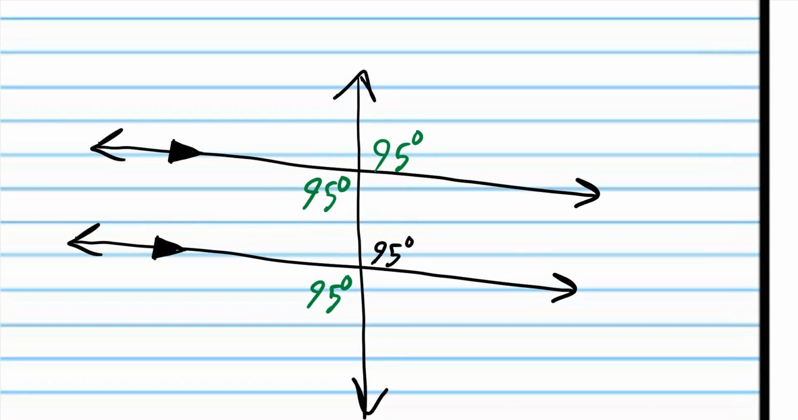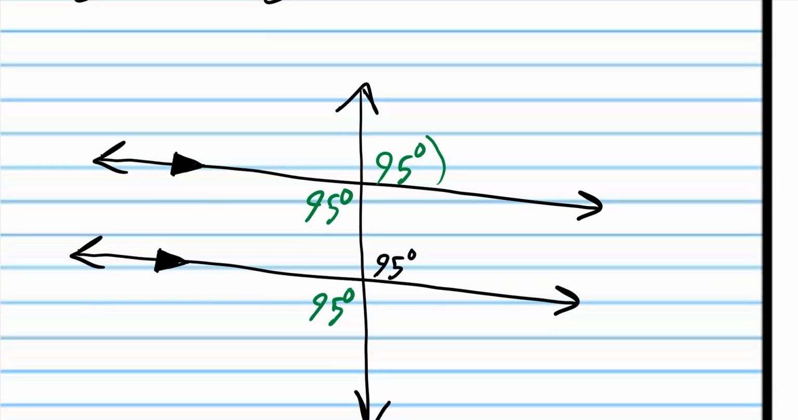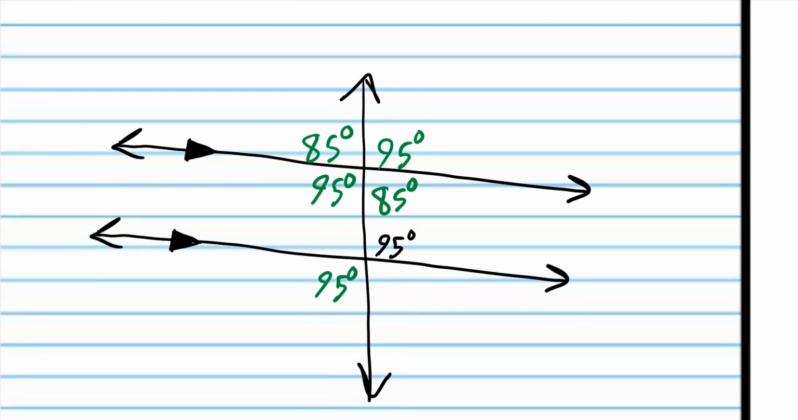Now, choosing any two angle pairs here, let's choose these two. We know that they're a linear pair, so this angle must be 85, because they must add up to 180. Or you can do 180 minus 95 is 85. So you can get your calculator out if you want to do that. 180 minus 95 is 85. And 85 here and 85 here, those are vertical angles. And same logic down here.